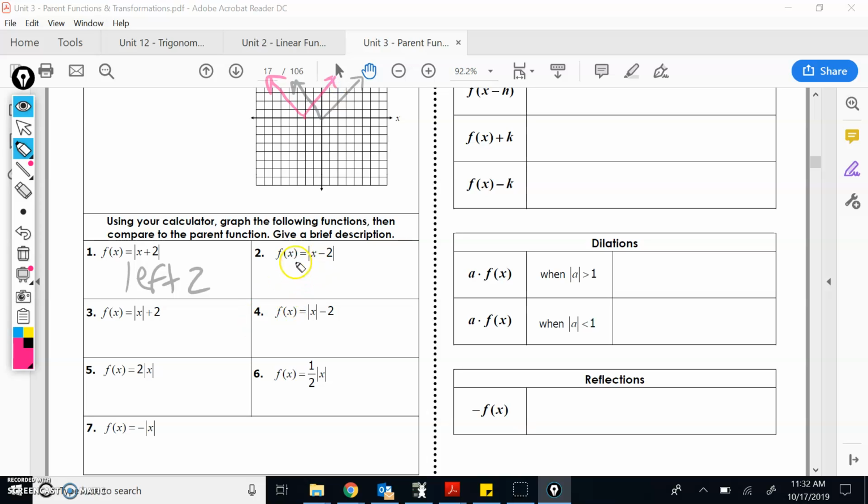Try answering the rest of 2, 3, 4, 5, 6, 7 for extra practice, telling me whether it moves left or right, up or down, stretch, compress, by what scale factor, and whether it's reflected. These are basic because there's only one transformation being done to the regular absolute value parent function graph. Later on, we will have multiple transformations. So let me know what questions you guys have, and have a good night.